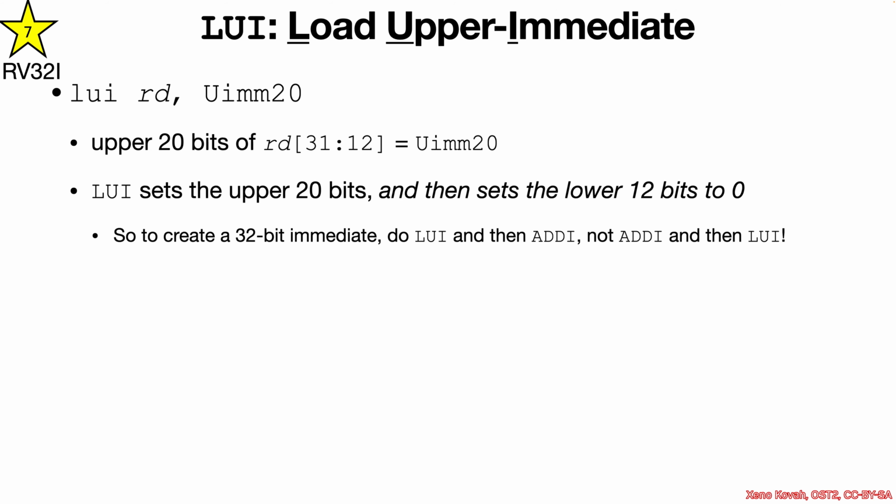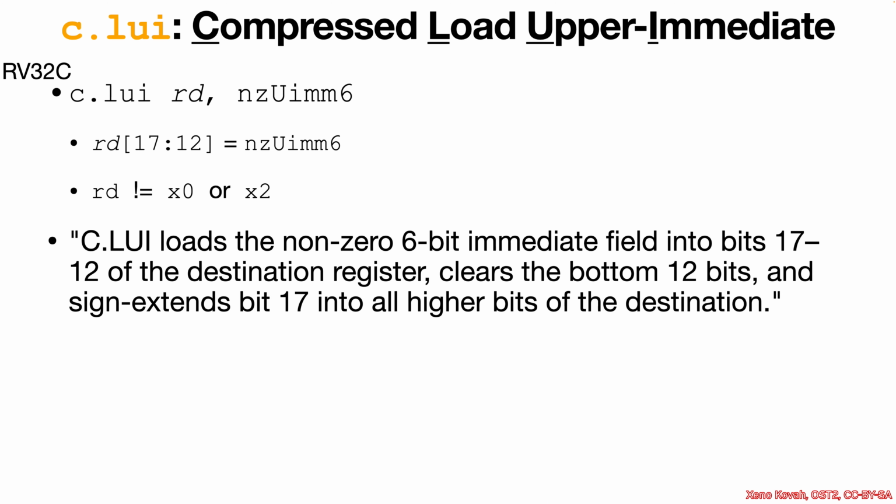A quick reminder on Louis from before, Louis had a destination register and an upper immediate of 20 bits, and it set bits 31 through 12 so that we could ultimately create things like 32-bit constants. Well, there is a compressed Louis that popped up in this code, and the encoding is like this. We've got a non-zero upper immediate 6, and so it gets a little more complicated because it's not just setting the upper 20 bits, it's setting bits 17 through 12 with our 6 bits there, and then it sign extends bit 17 to the rest of the upper bits, and it zeroes out the bottom 12 bits just like the Louis did before.